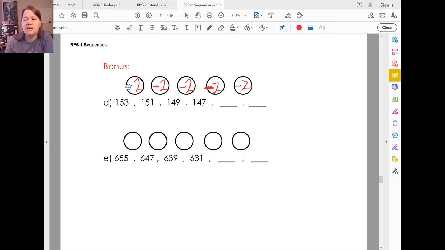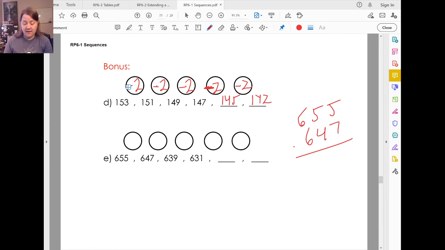All right. So when we're subtracting 2 each time, this is going to be 145, 142. And then we have this big number over here, 655, 647. Well, 5 minus 7, I can't do that, so I have to borrow from the 5, make it a 4. 15 minus 7, 15, 14, 13, 12, 11, 10, 9, 8. So these are going down by 8 every time.